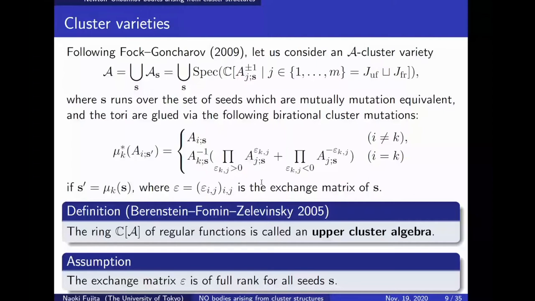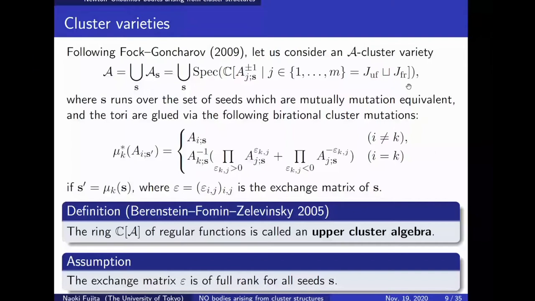Let us denote the coordinates of the torus A_S by A_j^S. These A_j^S are called cluster variables. Cluster variables A_j^S are divided into two parts: j unfrozen and j frozen. The corresponding variables are called unfrozen variables and frozen variables.